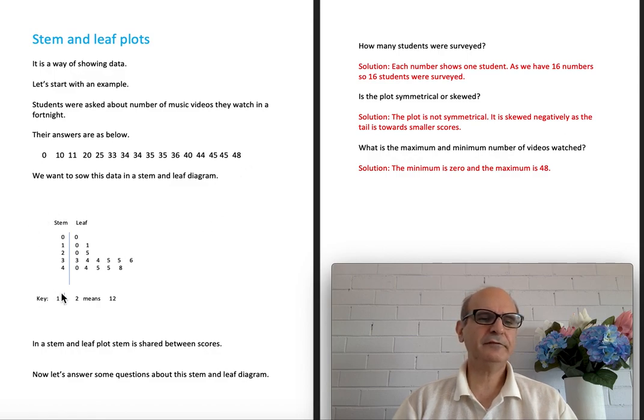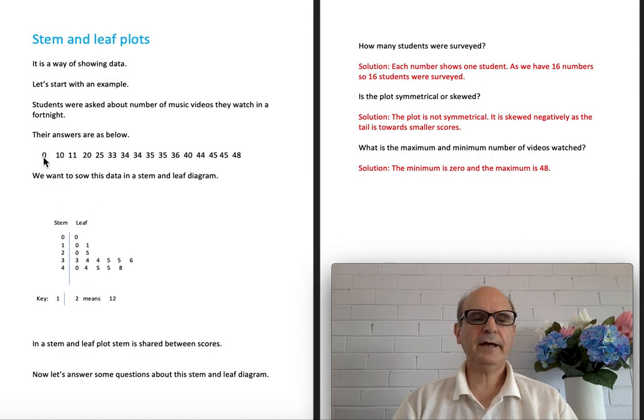A stem and leaf diagram looks like this. You've got a column on the left, which is showing your stem. It's called the stem. And there is a vertical line, and to the right of that vertical line you see other numbers which are your leaves. But how do we make that?